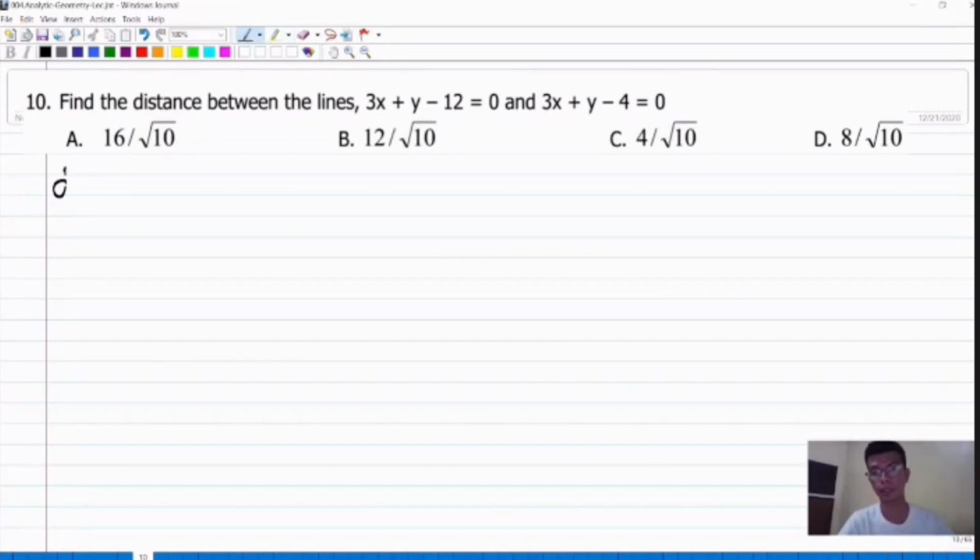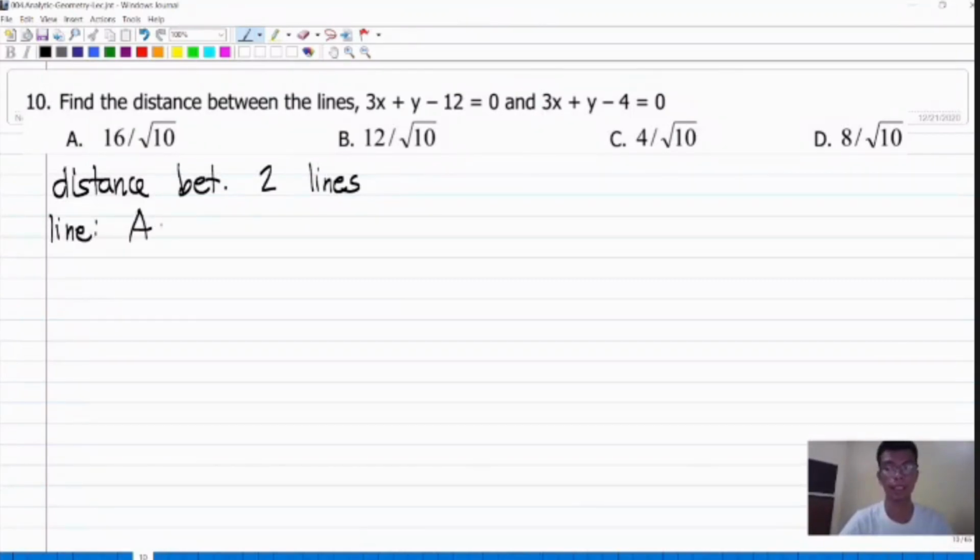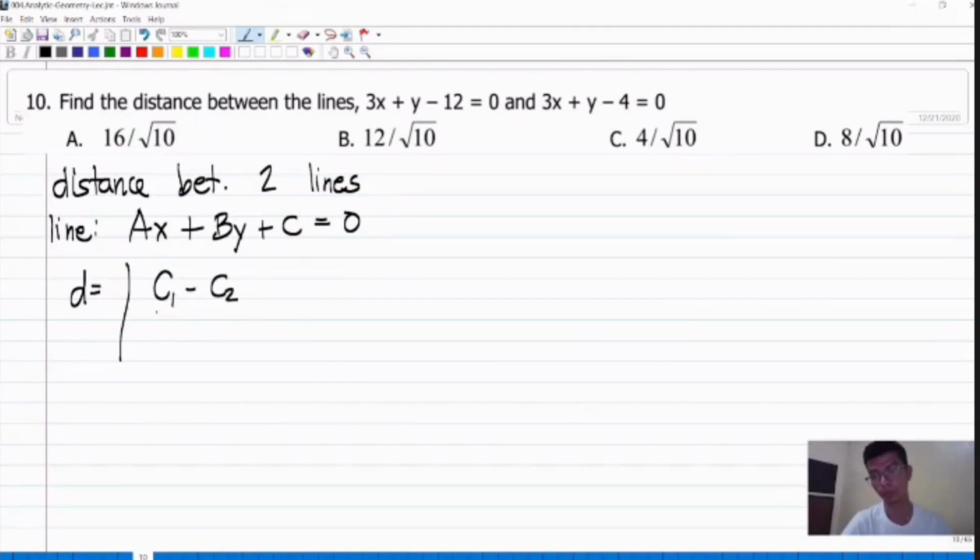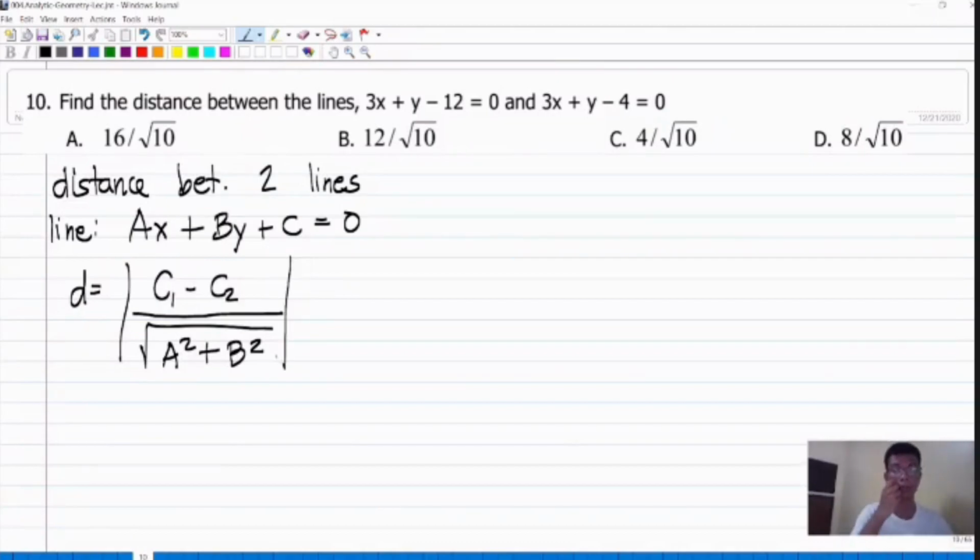So dito naman, we are looking for the distance between two lines. So ganun pa din para sa line, dapat alam natin ang standard equation or yung general equation na ax plus by plus c is equal to 0. And the distance will be the absolute value of C1 minus C2 divided by the square root of A squared plus B squared. So, bakit si C lang ang merong sub 1 and sub 2?